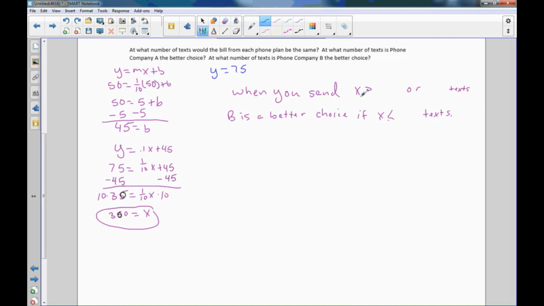Okay, so when you send more than 300 texts, or 301 texts, plan A is the better choice. And plan B is a better choice if x is less than 300. Okay, so sorry about that mistake there. 75 minus 45 is 30 times 10 is 300. So when you send more than 300 texts, plan A is better. When you send less than 300 texts, plan B is better.